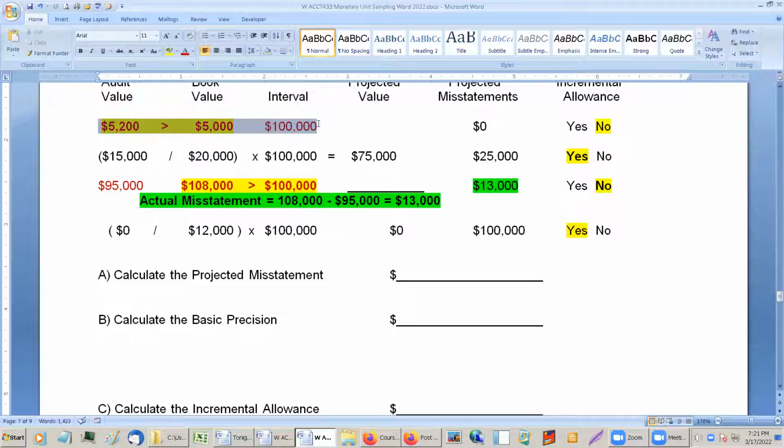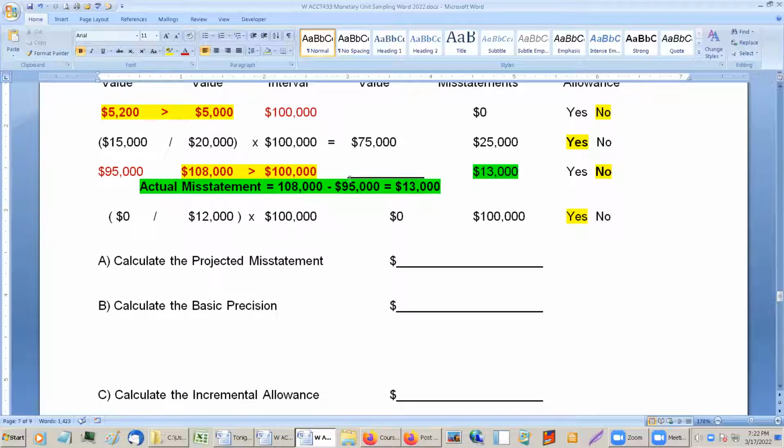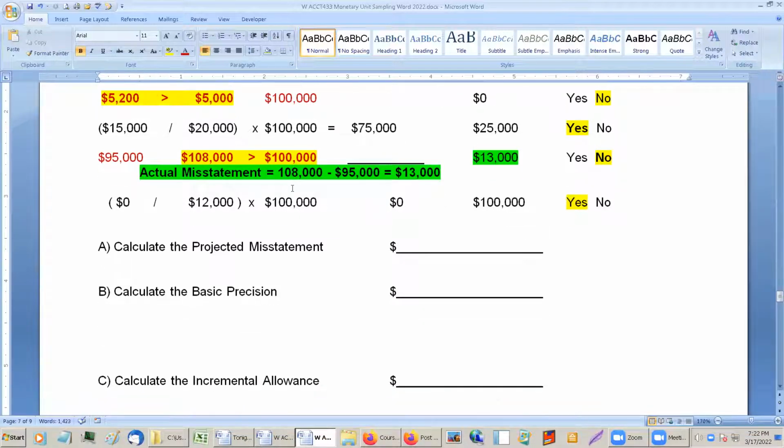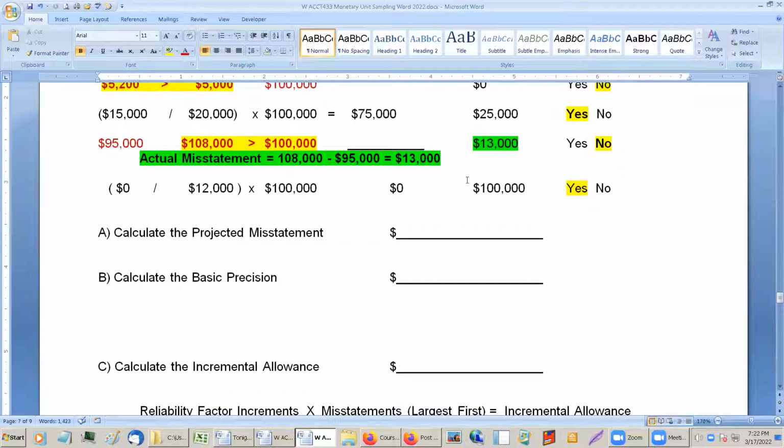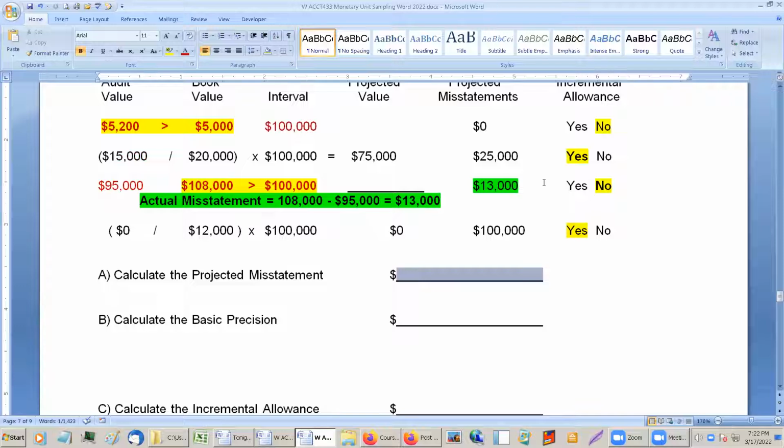So the first one here is an understatement. We ignore it. This one, because it's bigger than the interval, we just take the actual misstatement, but it does not go in the incremental. It doesn't go in the incremental because it could not get any worse. That interval is completely covered by the book value. All right, so these all together, 138,000, I think.